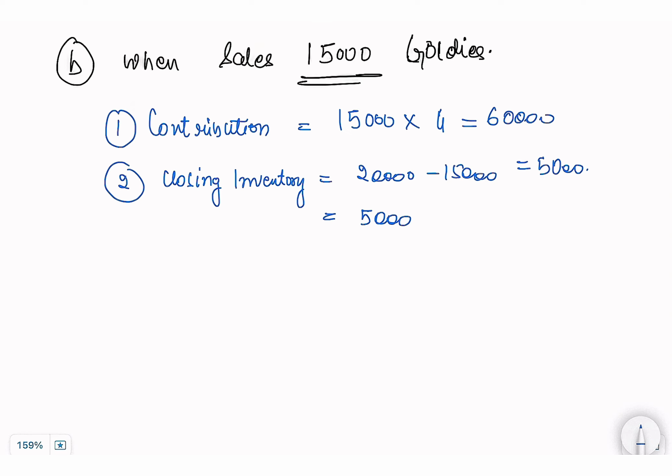Closing inventory will be 20,000 minus 20,000, sorry. This is the sales now. So this is the sales. 20,000 minus 20,000 is equal to 0. Nil. So there will be nothing as closing inventory. Then profit. What would be the profit? Profit is 80,000, we have found that out, and then we have to subtract 45,000, which is equal to 35,000.